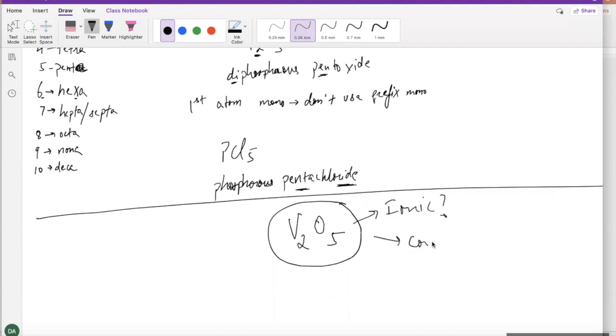What do you need for that? You need to know whether they are made up of metal and non-metal, or non-metal and non-metal. So ionic is metal plus non-metal. Covalent is non-metal plus non-metal. And based off that, you're going to pick either the rules for covalent, which is prefixes, or the rules for ionic, which is type 1, type 2, but no prefix in both cases.